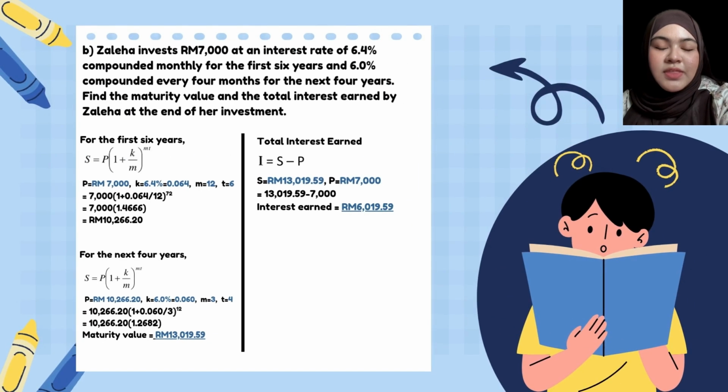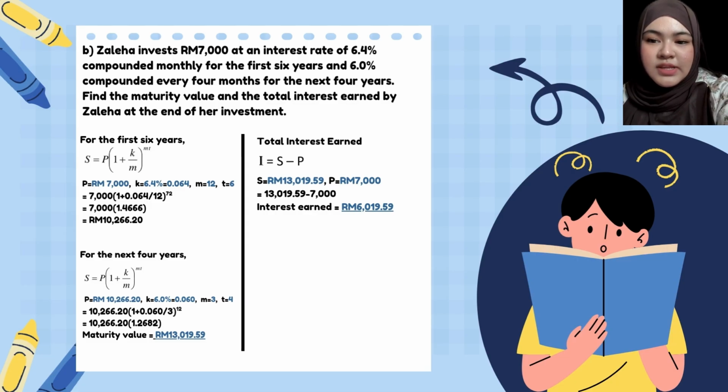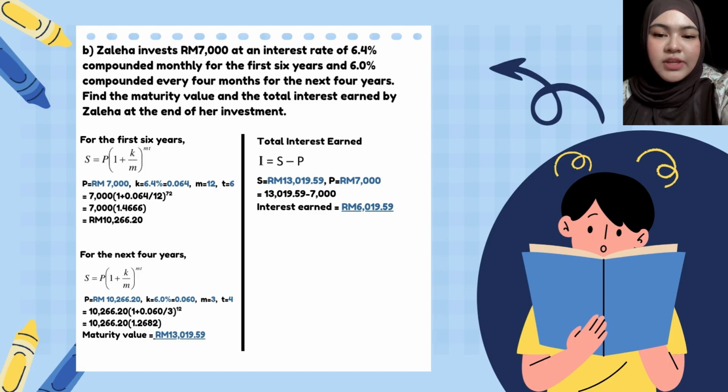Now, let's continue with question 2B. Zaliha invests 7,000 ringgit at an interest rate of 6.4% compounded monthly for the first 6 years and 6.0% compounded every 4 months for the next 4 years. Find the maturity value and the total interest earned by Zaliha at the end of her investment.